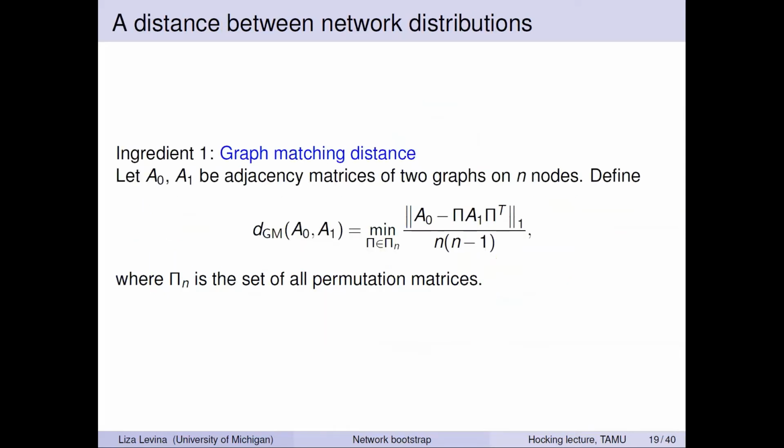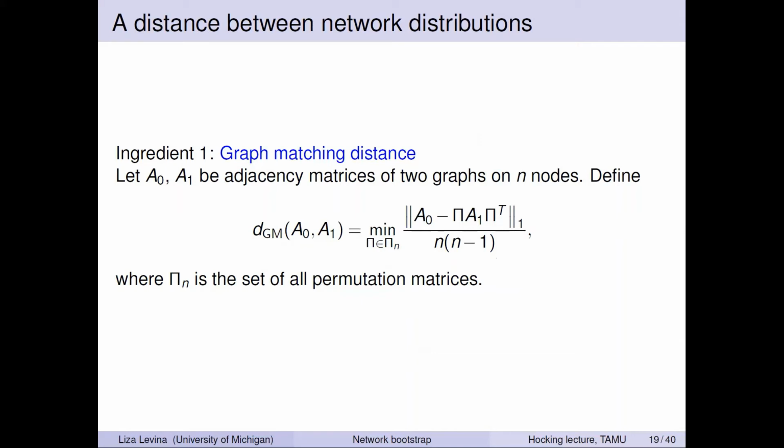So with that, we have an estimate, and then we need to figure out how to measure the distance between network distributions, for which I'm going to use a couple of ingredients. The first ingredient will be just the distance between two adjacency matrices. How do you measure distance between two adjacency matrices?